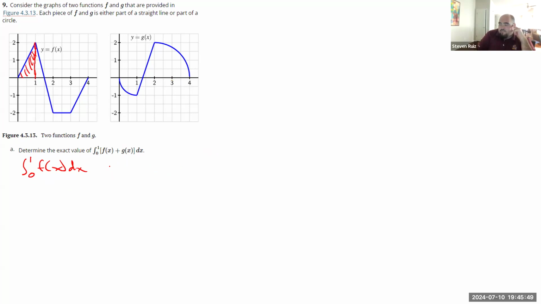This integral from 0 to 1 of f of x, we are told that every part of these graphs is either circular or linear. So this one's clearly linear, which means I will find the area of a triangle. So 1/2 times the base length, which is 1, times the height, which is 2. So the value of this integral is 1.